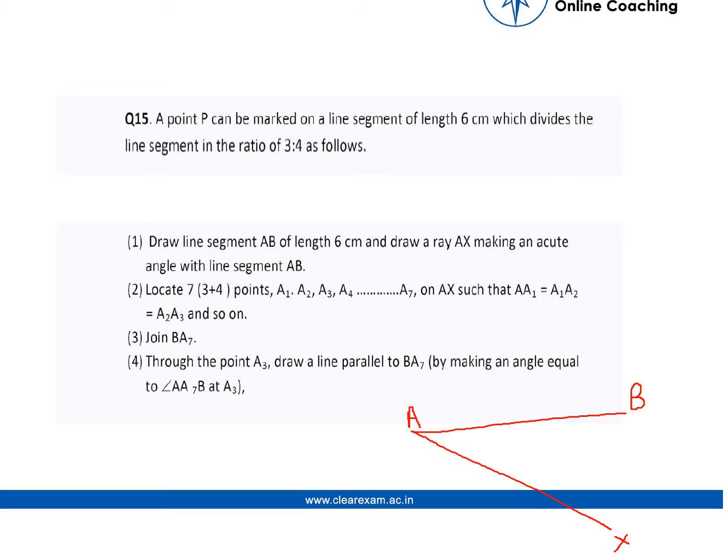Now since we are given the ratio 3:4, we will be making 7 points on AX such that the AA1 distance will be equal to A1A2. Next we will join the 7th point on ray AX with B.